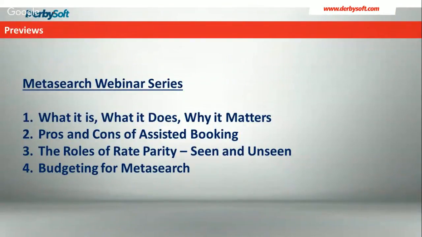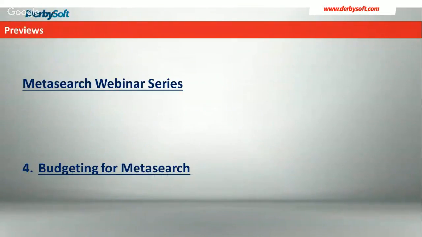So we started off talking about Metasearch, what it is, what it does, and why it matters. We talked about the pros and cons of assisted booking models. We talked about the roles of rate parity, both seen and unseen, and of course today talking about budgeting for Metasearch, which really incorporates many of the facets that we talked about in some of the previous presentations, and I'll be referring back to several of those.